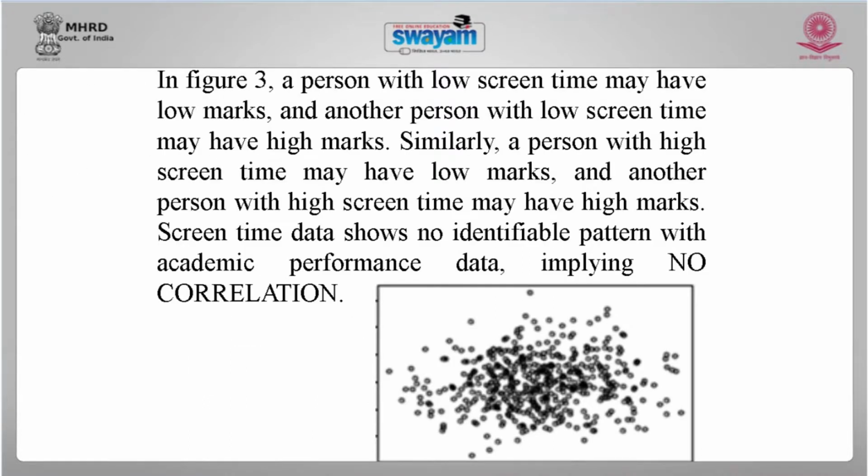In figure 3, a person with low screen time may have low marks and another person with low screen time may have high marks. Similarly, a person with high screen time may have low marks and another person with high screen time may have high marks. Screen time data shows no identifiable pattern with academic performance data, implying no correlation.